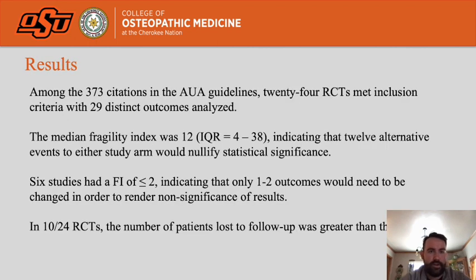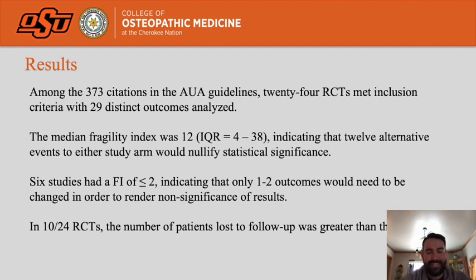So what we found is that there were 24 RCTs that met inclusion criteria, and among those there were 29 distinct outcomes that we analyzed. Median fragility index was 12 with an interquartile range from 4 to 38. This fragility index of 12 suggests that on average, or on the median, 12 patients needed to switch from the event group to a non-event group for each treatment or comparison, which would nullify the statistical significance.